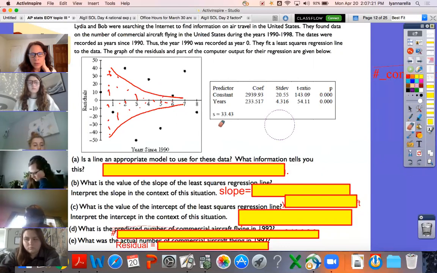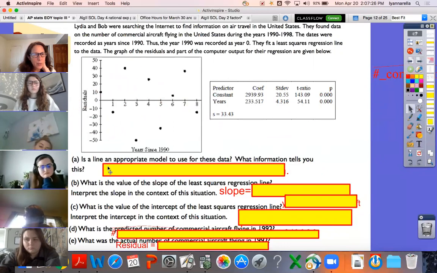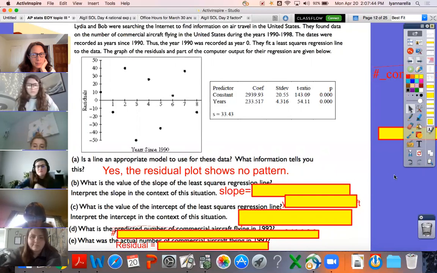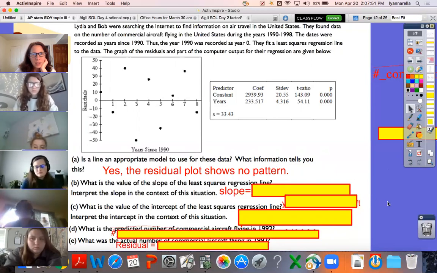So let me get rid of all this. Okay, so a linear model is appropriate. I agree. There's no pattern in the residual plot. So what is the slope? Somebody tell me what the slope is based on all of this. So Morgan says 2939. Anybody else? Does everybody agree? And Brandy says 23.